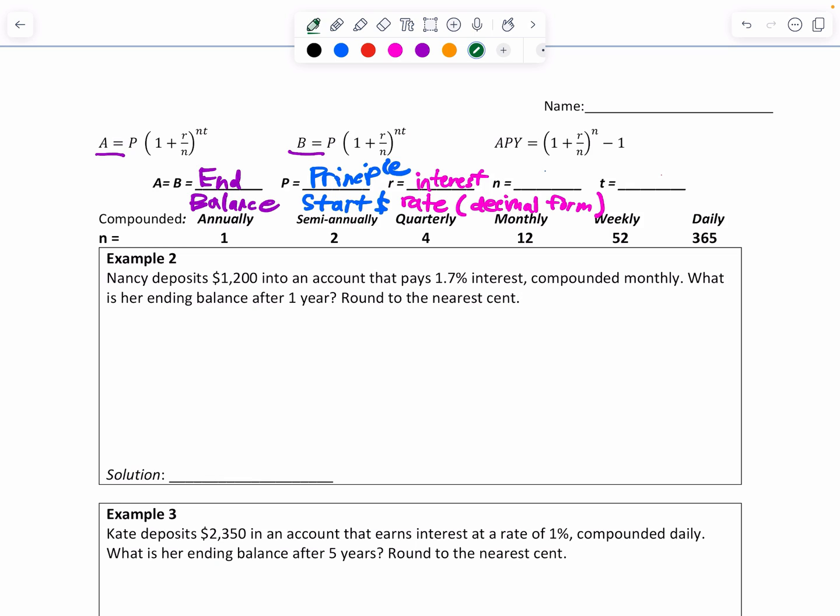N, this is the important thing, the new thing we're doing today. N stands for the number of times compounded per year. We talked about that in that table at the beginning. So if it's compounded annually, N will equal 1 time per year. Semi-annually, N will equal 2. Quarterly, N will equal 4. Monthly, N equals 12. Weekly, N equals 52. And daily, N equals 365. T is still our time measured in years.